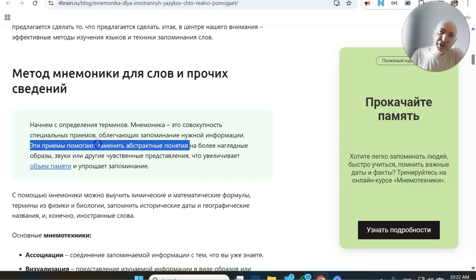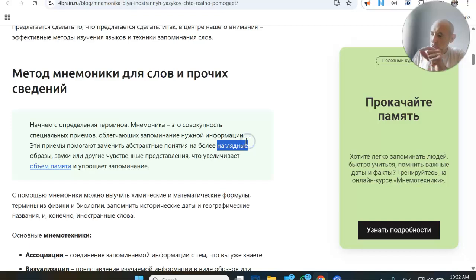Yeah, you can even underline заменить на, because that's one expression. Заменить на means replace something for something. So na here acts as for. So replace abstract concepts for более наглядные образы, звуки или другие чувственные представления. So let's go over the vocabulary. Более means more. Наглядные means tangible, so please write it above that. Tangible, more tangible. Образы, images.